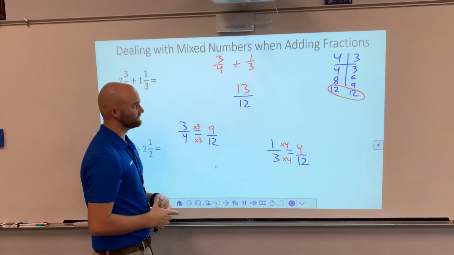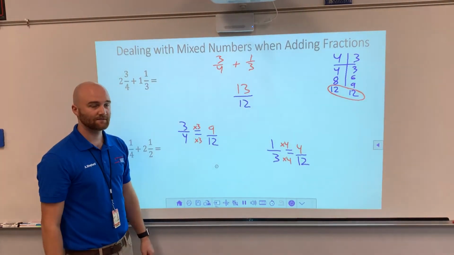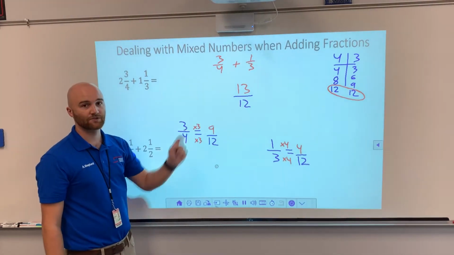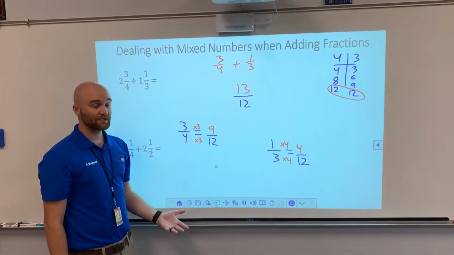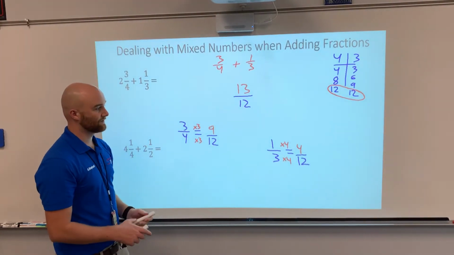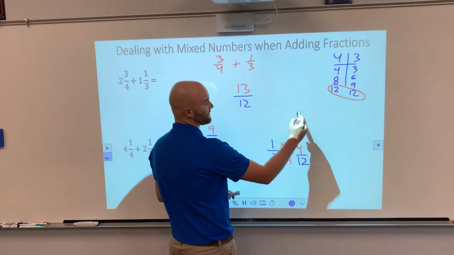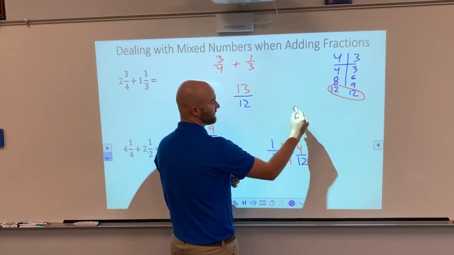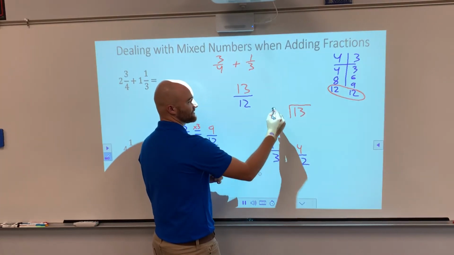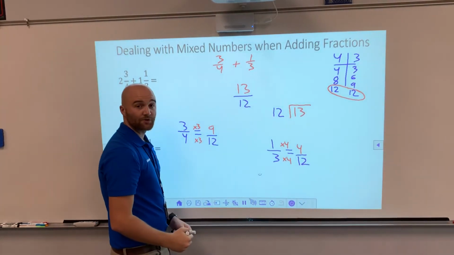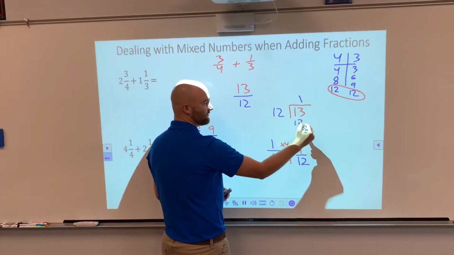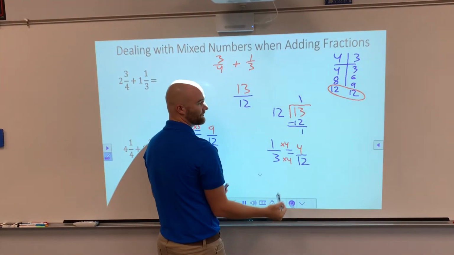13/12. Does anybody see a problem with that? The problem I see is that it's an improper fraction. So I'm going to have to use converting to change this improper fraction into a mixed number. I'm going to do that by doing 13 divided by 12. Well, 12 fits in there one time. 12 times 1 is 12. We do our subtraction, and we have 1 left over.